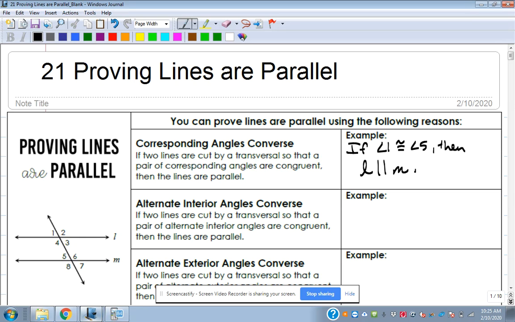Next one, alternate interior angles. What do we know about alternate interior angles? They're congruent to one another. They're not supplementary. Alternate interior angles are congruent if the lines are parallel. The converse says if the angles are congruent, then the lines are parallel. So give me a pair of alternate interiors. 4 and 6 or 3 and 5, either of those two. So if angle 4 is congruent to angle 6, then line L is parallel to line M.